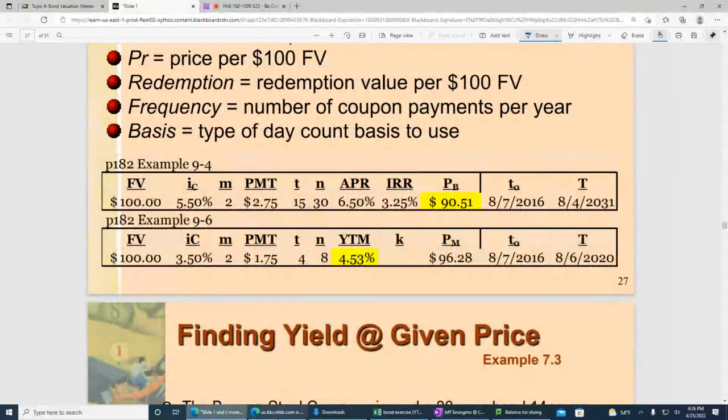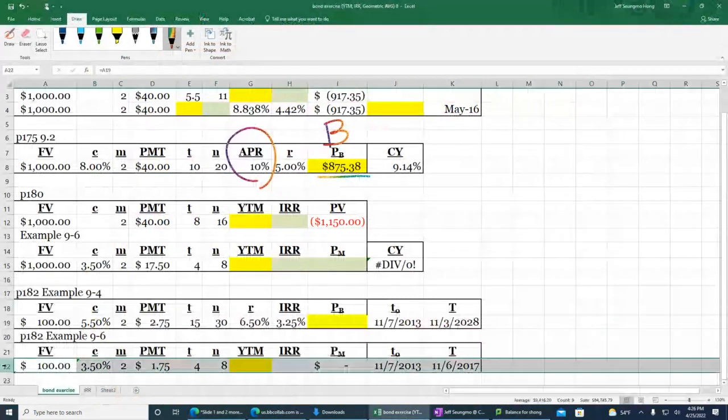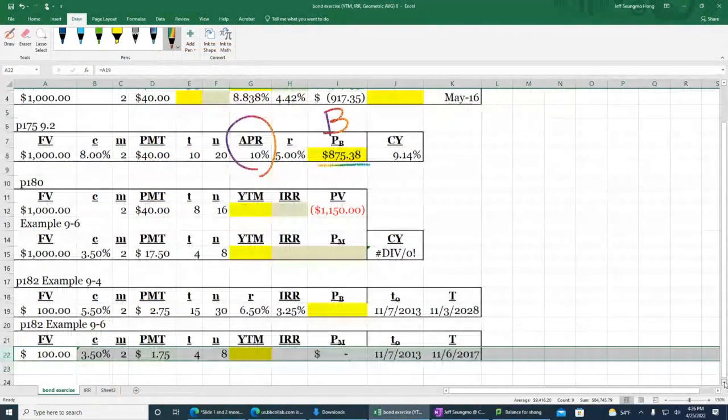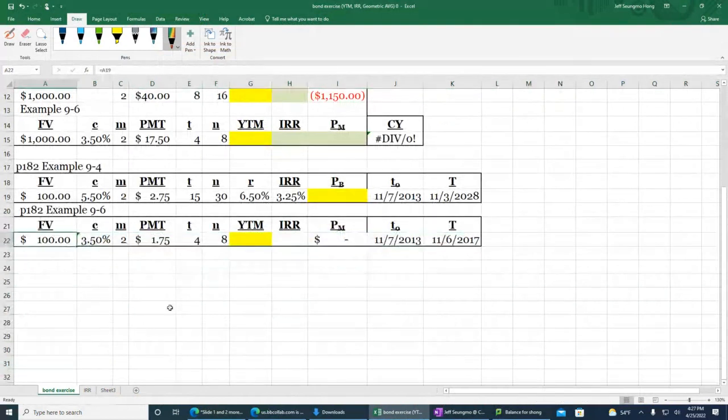So let's do this example. Let's go to row 22. Row 22. What is this? You might wonder. Face value $100. I mean, isn't the face value $1,000? Yes. But what is this then?